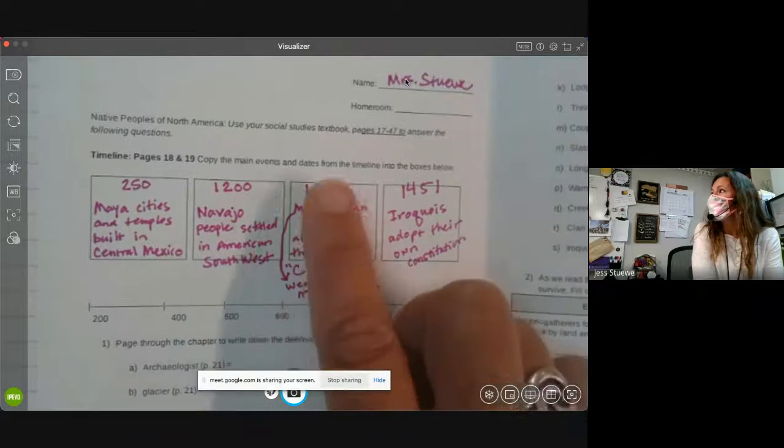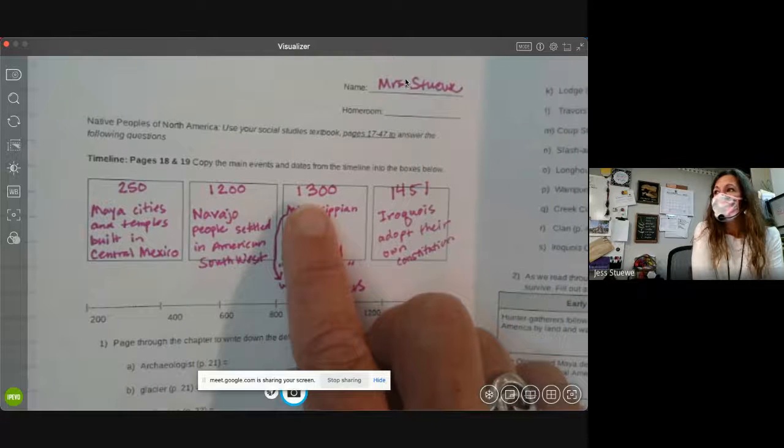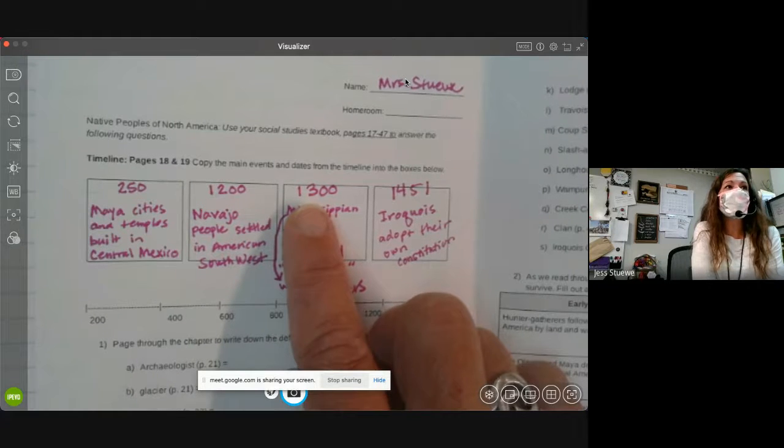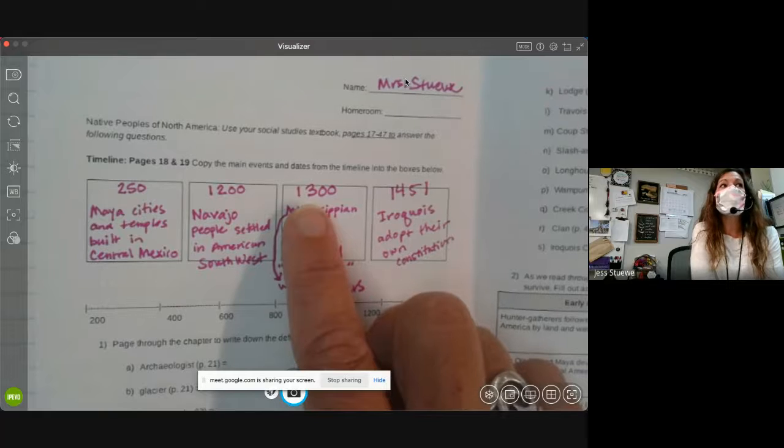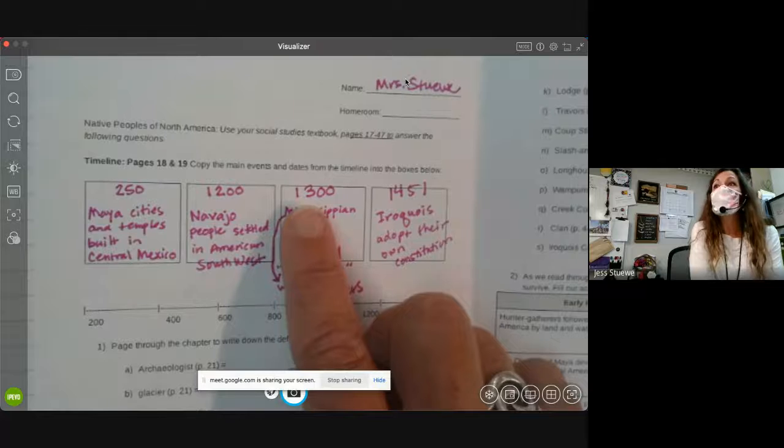Okay, then we're going to jump to 1300. In 1300, we talked about a big city along the Mississippi banks, the Mississippi River. Does anyone remember the name of that city that we talked about? It's close to Chicago, Illinois. It doesn't exist anymore, but parts of the ruins are still there. Yeah, Cahokia. It's a hard name to say.